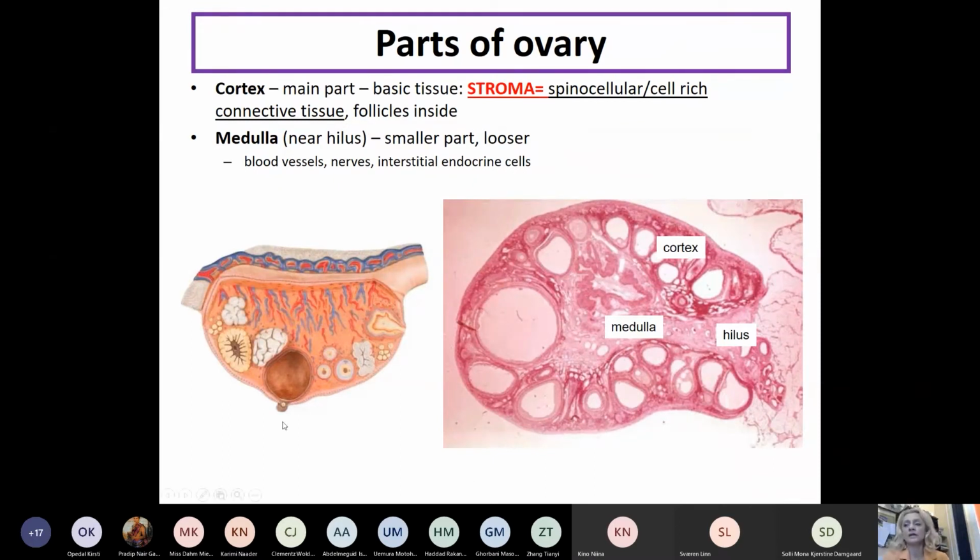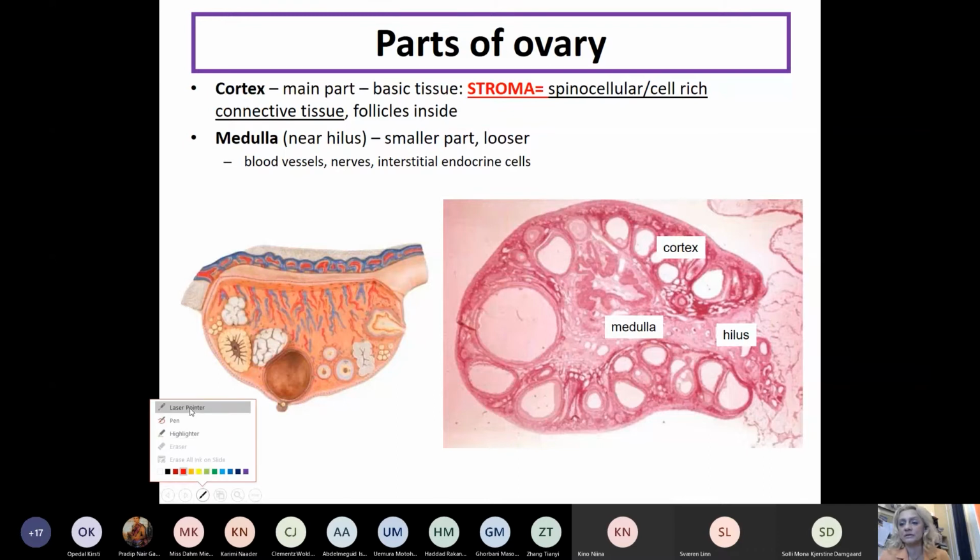Parts of the ovary. Now of course we're focusing on histology, but you will learn it soon in anatomy as well, and you will be able to connect the macroscopical parts with the microscopical parts. The cortex is the outside, of course, as in almost all organs. The cortex is outside, and this is the main part. It's the biggest part. And here inside, we have the different follicles.